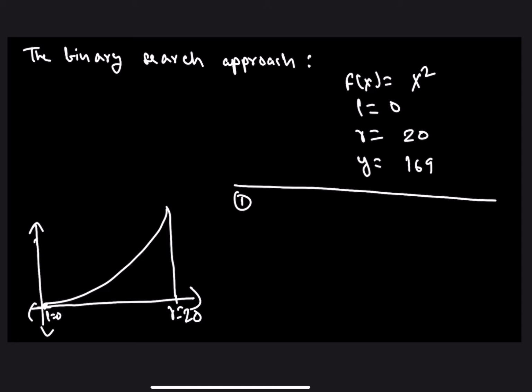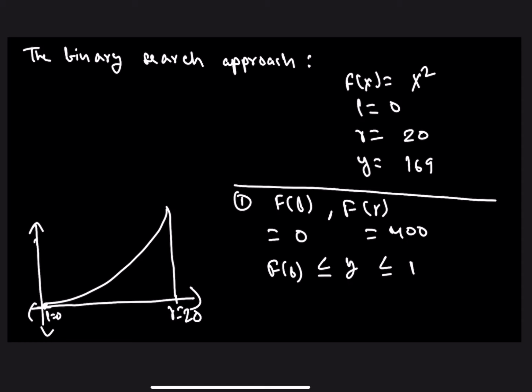Point number one states that the first thing that you should do is find the value of f of L and f of R. In this case the value of f of L is equal to 0 and f of R is equal to 400, and you must ensure that y is greater than or equal to f of L and less than or equal to f of R. If this check fails, you can report that there is no solution for this test case, and you can report the answer as -1. So this is case 1.